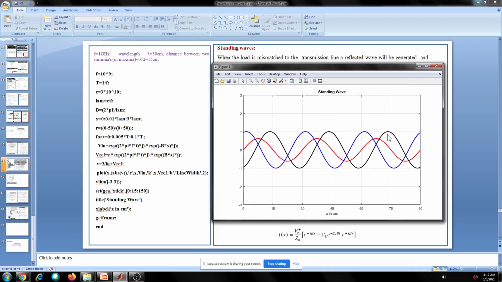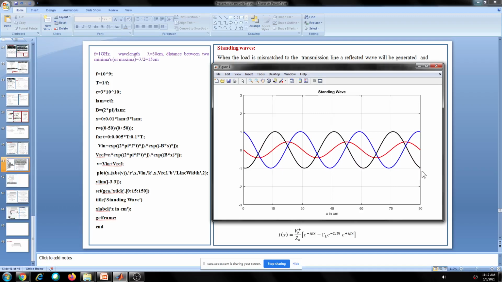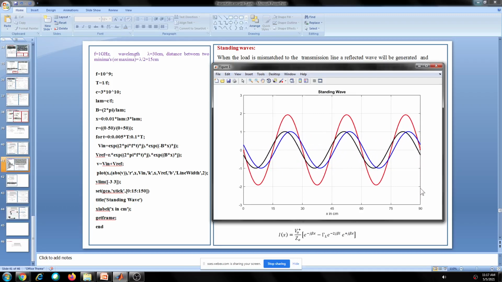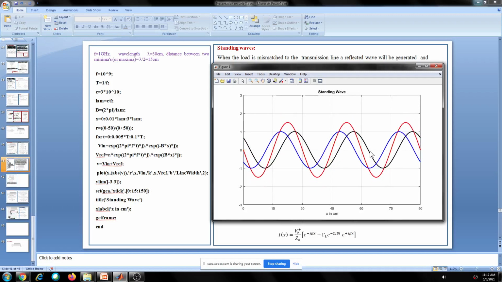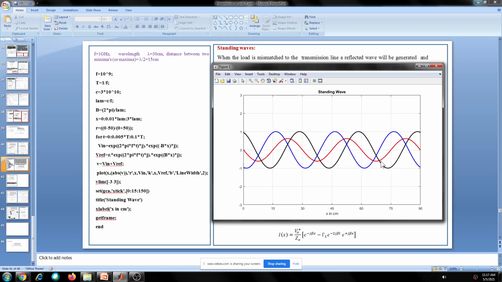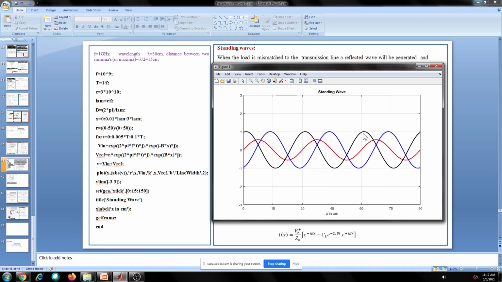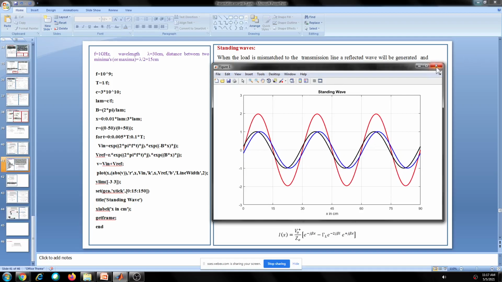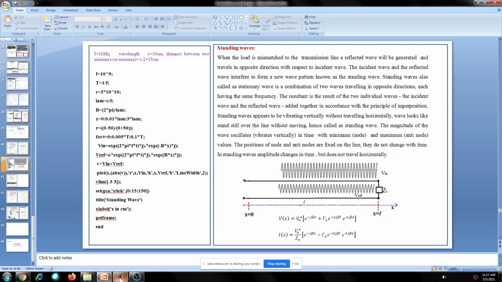Okay, this is the black one. This is the load point here. Load is here. There are two waves. One wave is moving like this. This black one is moving. Okay, I will do it again.